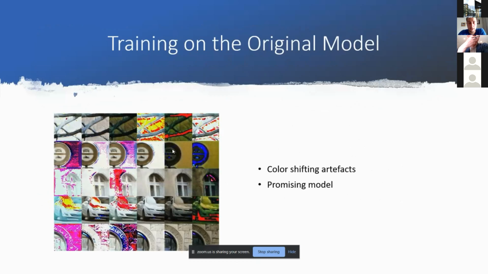Training on the original model. I initially re-implemented the model using TensorFlow 2.0, and I trained the model on a well-known dataset called DPED, which is very well known in the image enhancement community. My training results puzzled me because, as you can see on the left figure, there are a lot of color shifting artifacts. However, I realized that the model had the opportunity to perform well if I got to the root of the problem that creates the artifacts and resolved them.